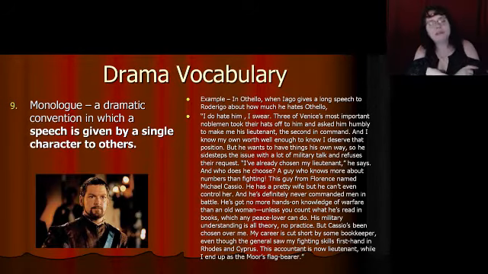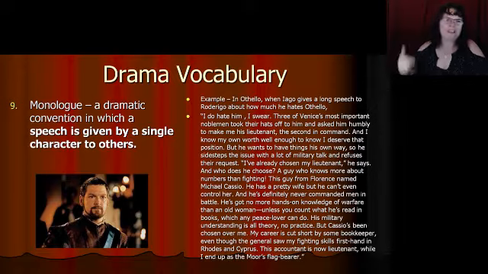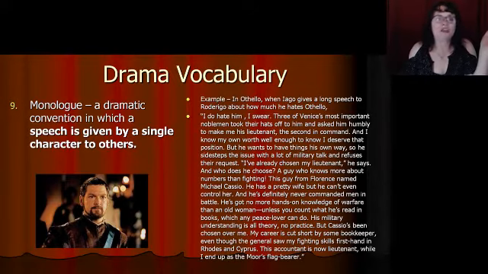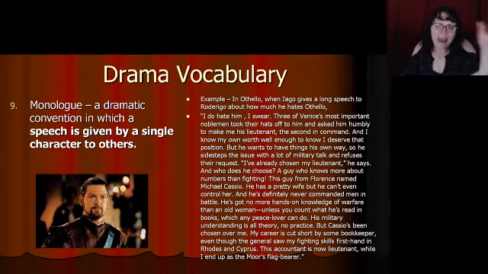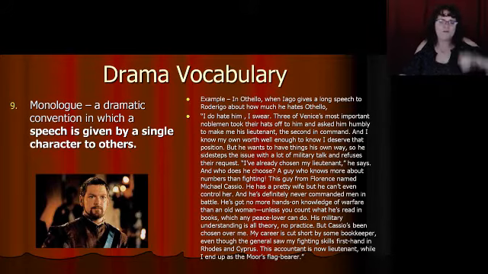And who does he choose? A guy who knows more about numbers than fighting. This guy from Florence named Michael Cassio. He has a pretty wife, but he can't even control her. And he's definitely never commanded men in battle. He's got no more hands-on knowledge of warfare than old women, unless you count that he's read in books, which any peace lover can do. His military understanding is all theory, no practice.